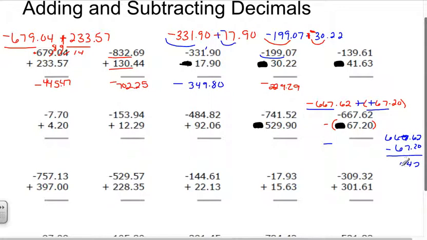2, 4, 0, 0, 6. 6, 0, 0, 4. Oh, 2. Sorry, not a 7. Can't read my own writing.